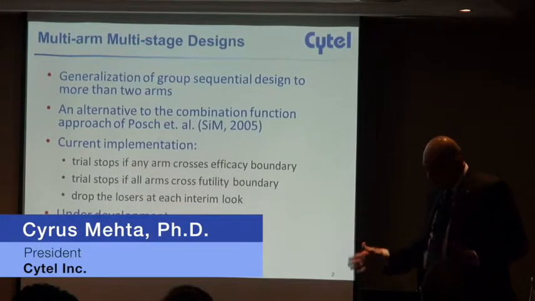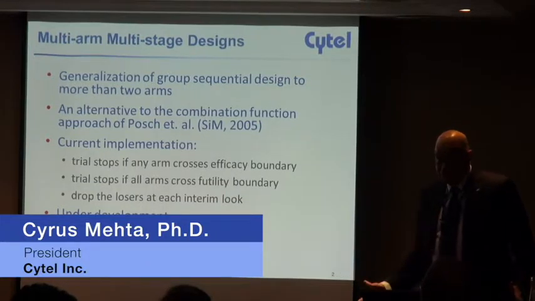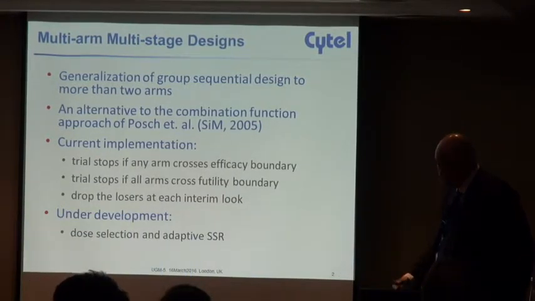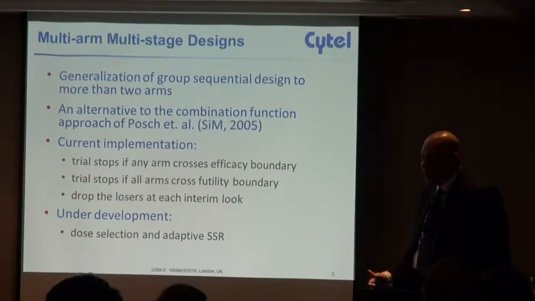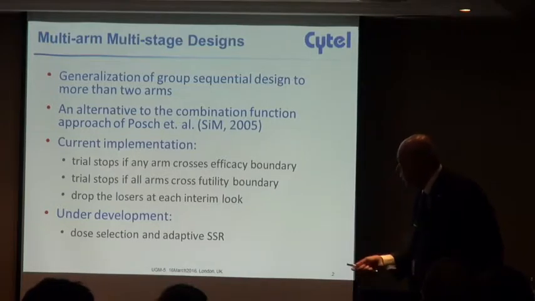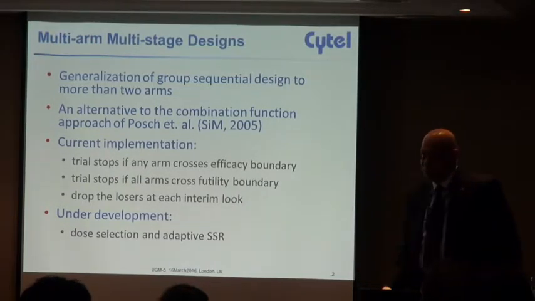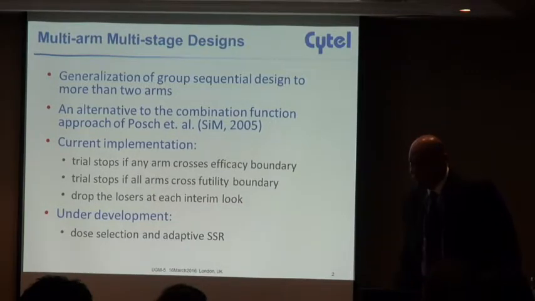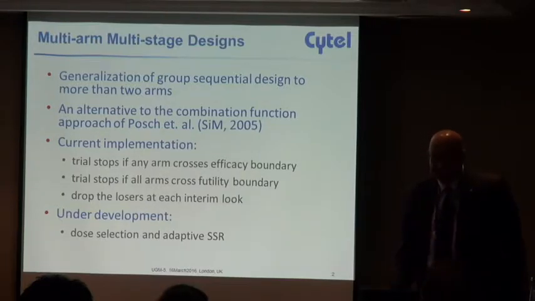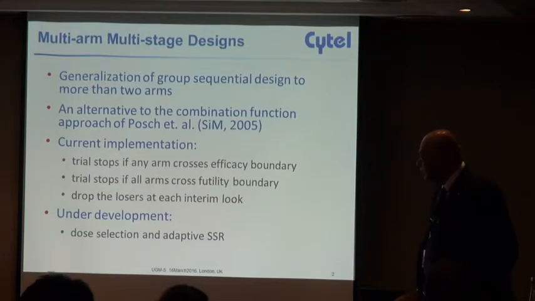We have stopping boundaries for efficacy and futility. The trial will stop the first time that any of these multiple arms crosses an efficacy boundary, or if all arms cross a futility boundary, it'll stop. But in addition, as you go along, look by look, you can drop the losers. So any individual arm that crosses a futility boundary can be discarded, and the remaining arms can keep going.